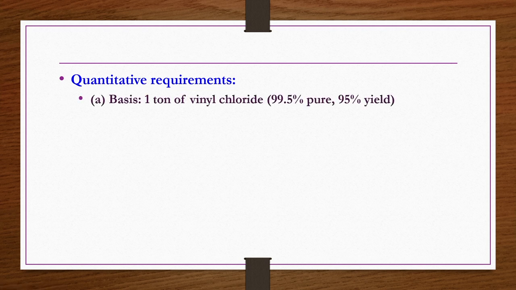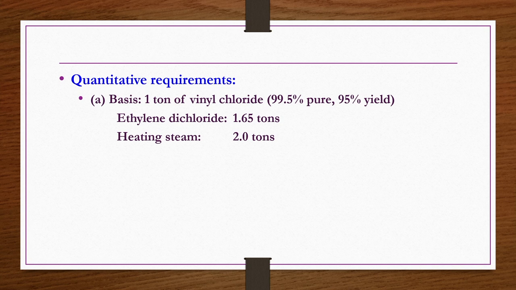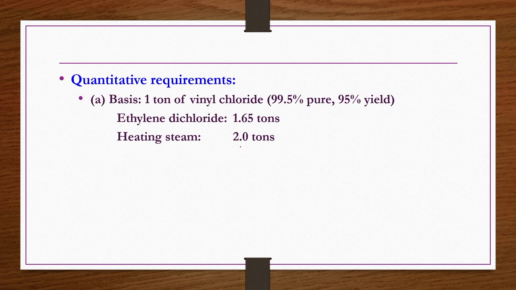Quantitative requirements, basis 1 ton of vinyl chloride, 99.5% pure with 95% yield. Ethylene dichloride 1.65 tons is required because it is the major raw material. This is the only reactant undergoing pyrolysis to give vinyl chloride monomer. In addition, you need to supply the energy for the thermal pyrolysis to take place. So the heating requirement is supplied by heating steam, 2 tons required.